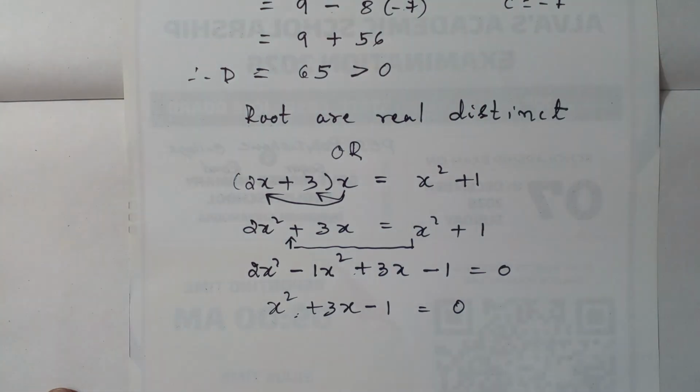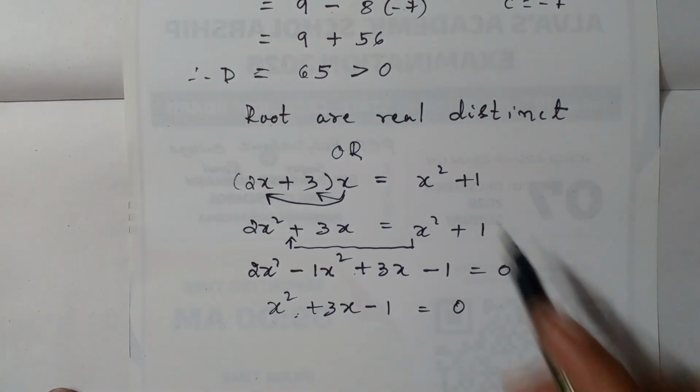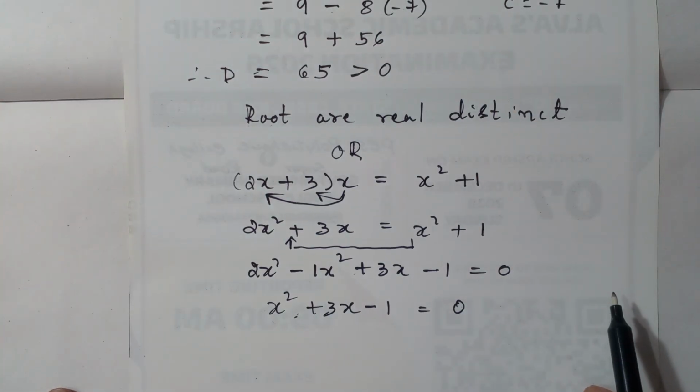So in this way you may find the solution for the two questions. Here choice is there. You may attempt any of these two. If you write the solution like this for any of these two, surely you will get the marks.